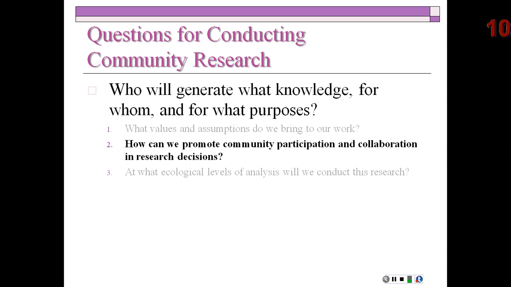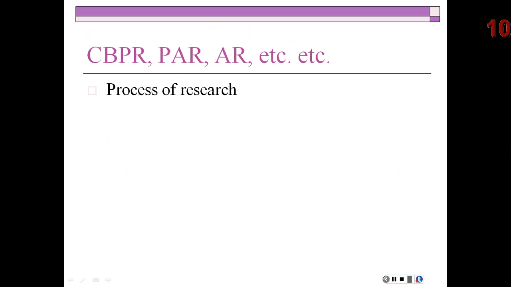So moving on to question number 2: how can we promote community participation and collaboration in research decisions? And so here I'm going to be talking about various types of community research and participatory community research. There's a ton of different names for these, the acronyms up here at the top. CBPR is community-based participatory research. PAR is participatory action research. AR is action research, et cetera, et cetera.